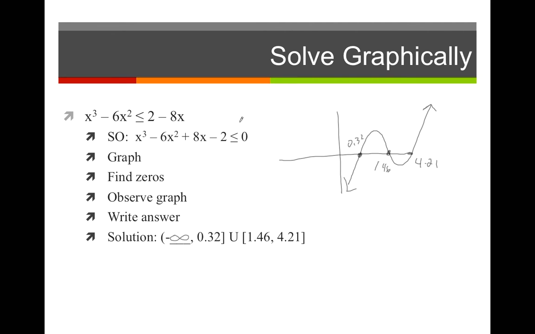Now, sometimes you're just going to have to use a graphing calculator. I can't remember if the book says to use it specifically, but we need to remember how to do things by hand, and we need to remember how to find the zeros on our graphing calculator.